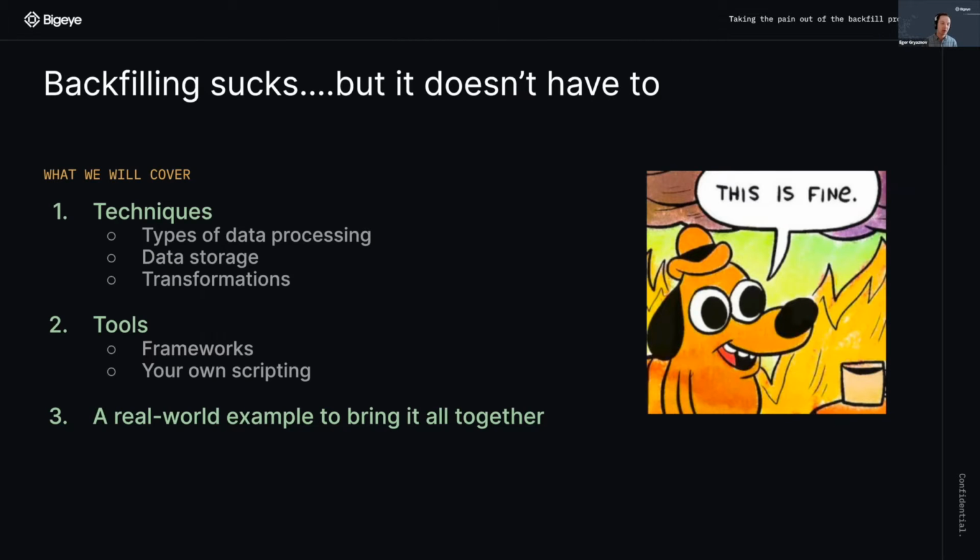We're going to talk about the tools that you're probably already using or may want to use, some existing frameworks that are popular, as well as some scripting that you might want to roll on your own and extend your current frameworks or any other tooling that you're already using. And finally, we're going to talk through that real world example to bring it all together. As I mentioned, this is based on my time on the experimentation analytics team at Uber, and we'll talk about how we set ourselves up for success early when we were building out the processing pipeline so that backfills became quite a bit easier.